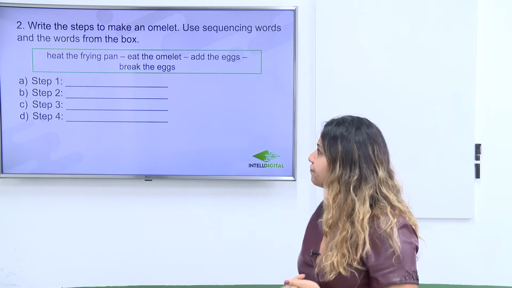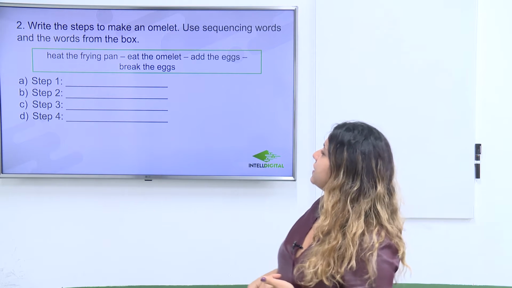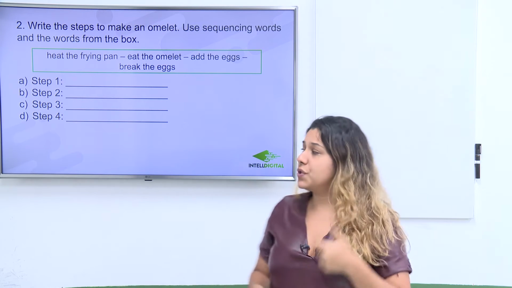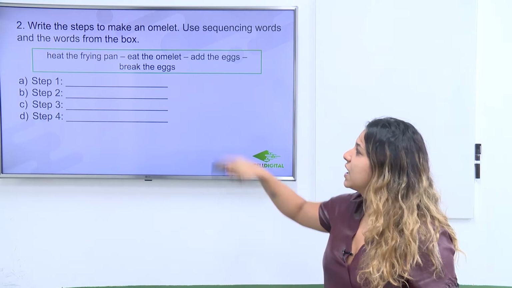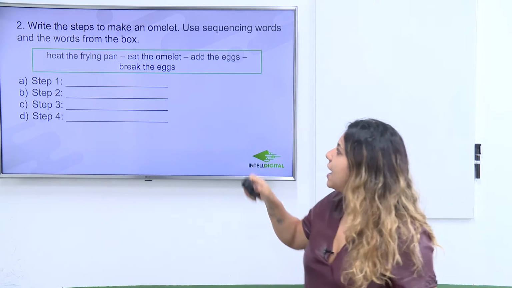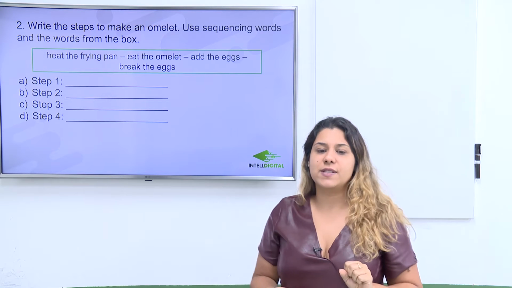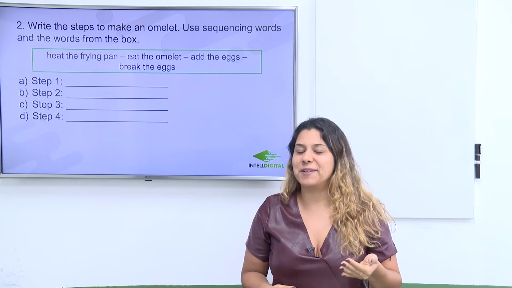Easy, easy. Now, write the steps to make an omelette. Use the sequence words and the words from the box. So step 1, 2, 3, and 4. We have heat the frying pan, eat the omelette, add the eggs, break the eggs. So again, you stop this video, do the steps, and then I'll give you the answer, okay?